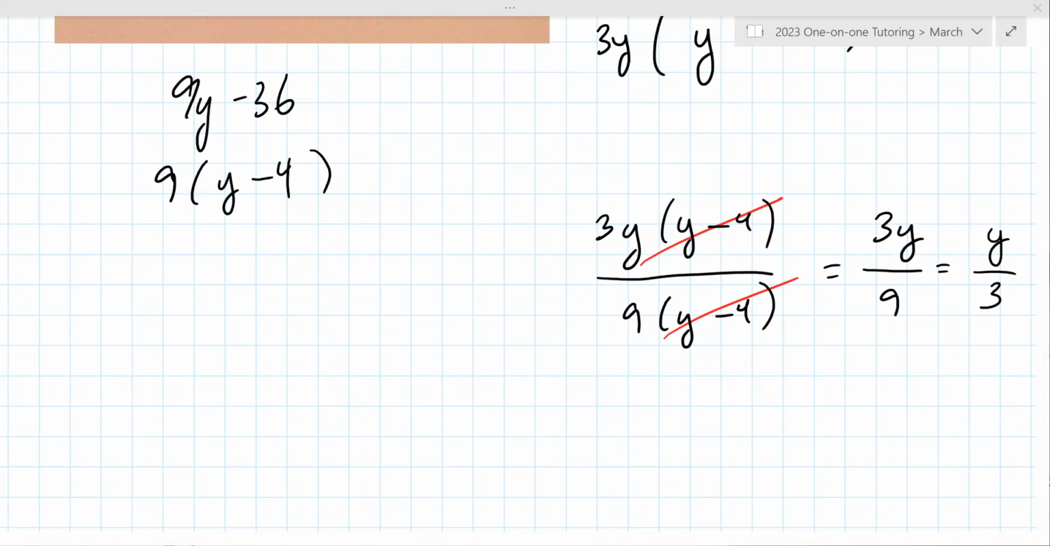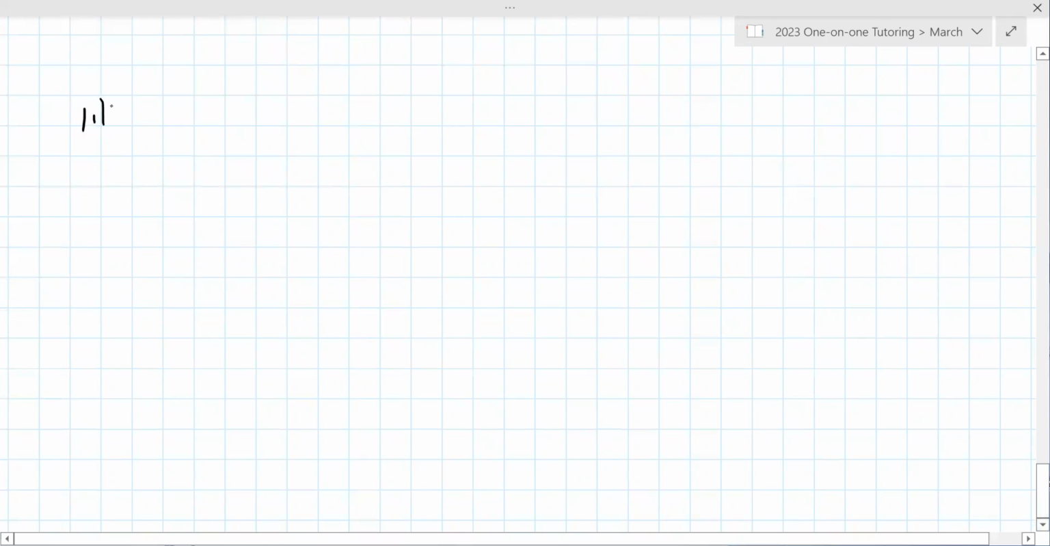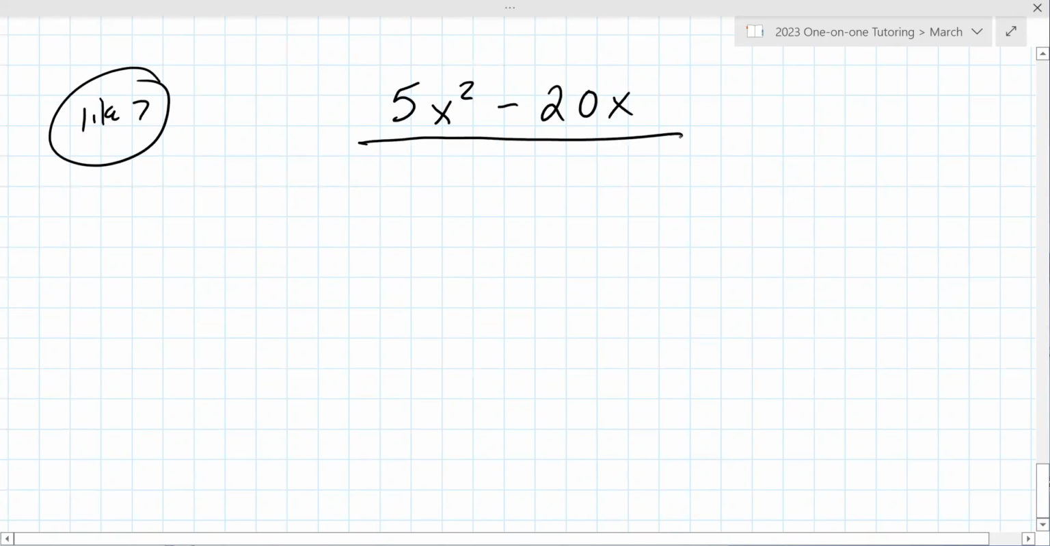Let's maybe get through all these before we tackle the others. Actually, maybe we could do another one now if you wanted. Let's do one more like that. I'll make this one. Boy, these are not great. So like 7. Let's go: 5x squared minus 20x over 10x minus 40.